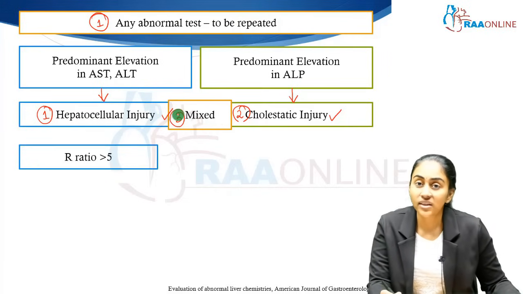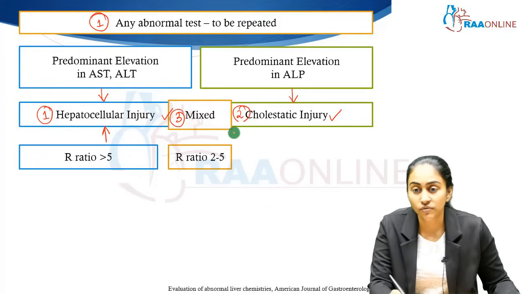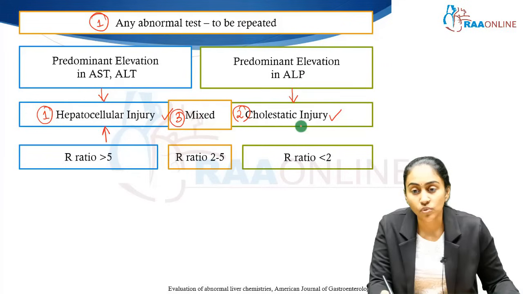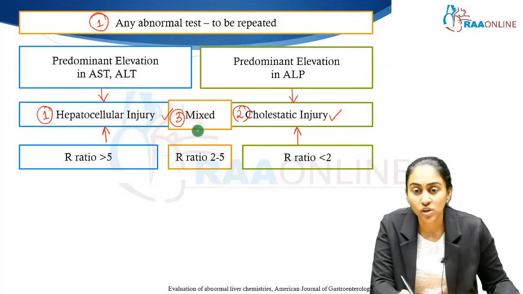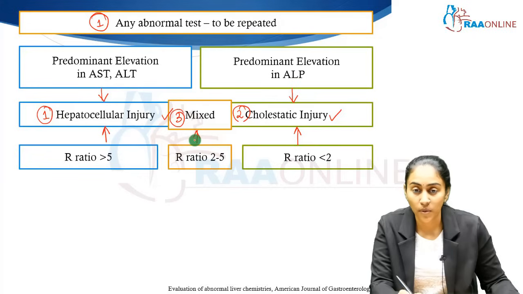Now this is where the R ratio becomes very useful. If the R ratio is more than 5, it goes in favor of hepatocellular injury. If it is less than 2, it goes in favor of cholestatic injury. And if it is between 2 to 5, then you are looking at a mixed abnormality with both hepatocellular and cholestatic problems going on.